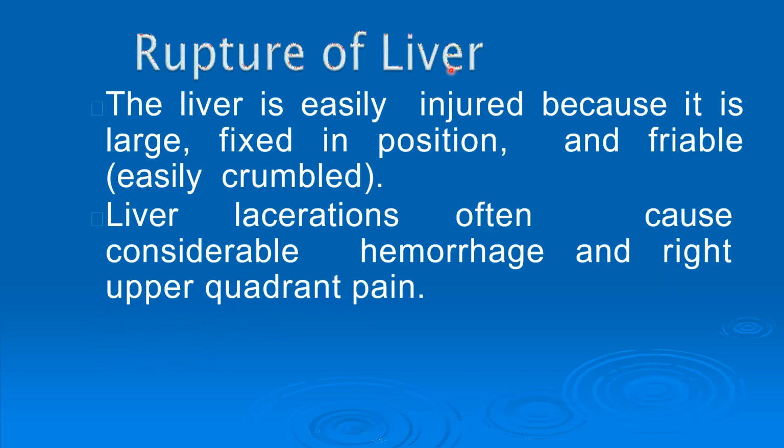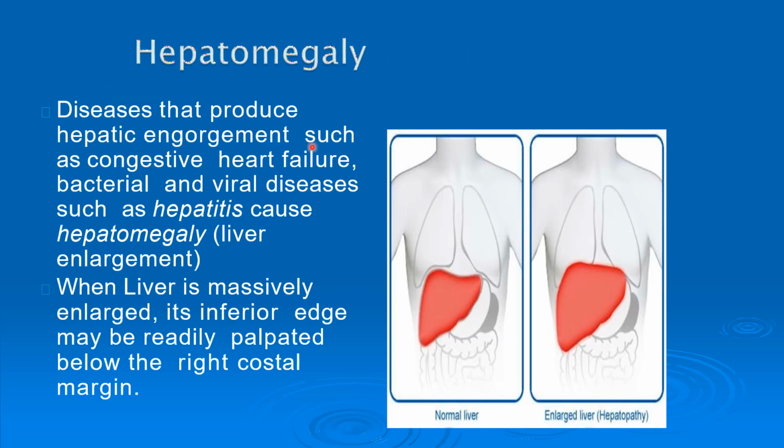About the rupture of the liver. Again we saw the liver is a highly vascular organ supplied by the hepatic artery and portal vein. So any laceration into the liver can cause considerable hemorrhage and a right upper quadrant pain. About hepatomegaly. Hepato means liver, megaly means enlargement. So hepatic enlargement is called hepatomegaly. This is the normal size of the liver. This is the size of an enlarged liver called hepatomegaly.